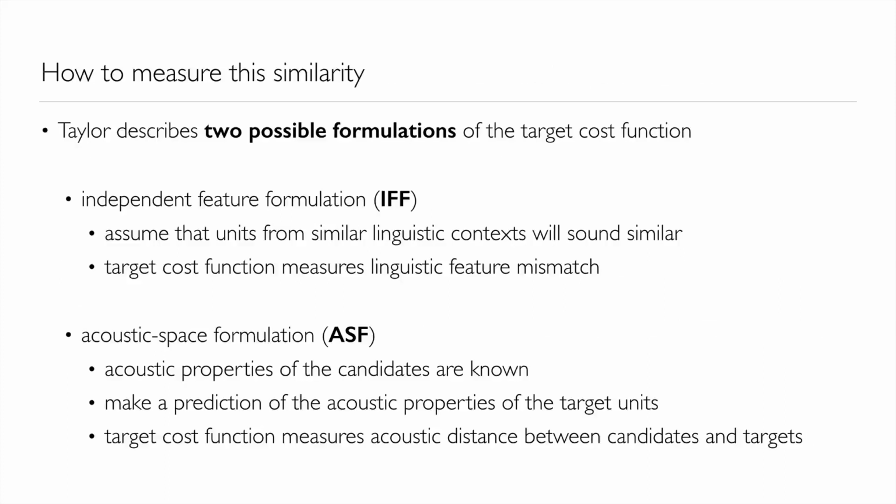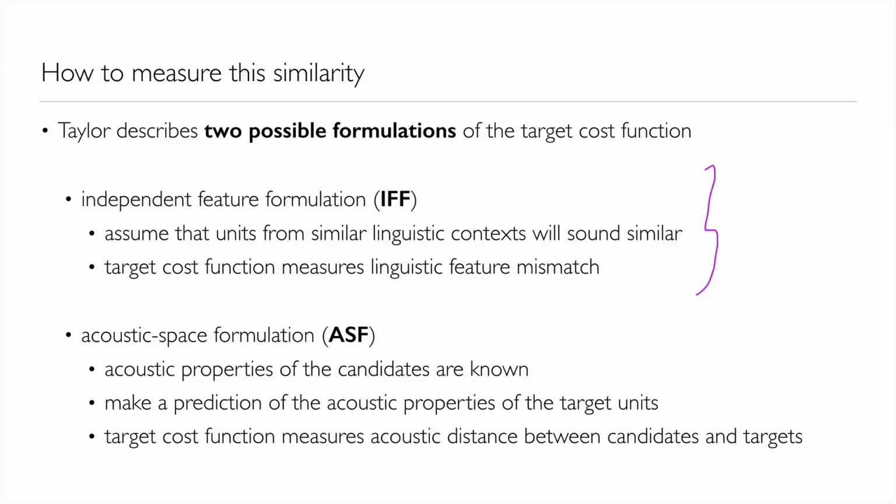The way I've just described that is in terms of linguistic features, effectively counting how many linguistic features, for example left phonetic context, or syllable stress, or position in phrase, match and how many mismatch. And the number of mismatches will lead us to a cost. Taylor, in his book, proposes two possible formulations of the target cost function. One of them is what we've just described. It basically counts up the number of mismatched linguistic features. And he calls that the independent feature formulation because a mismatch in one feature and a mismatch in another feature both count independently towards the total cost. The function won't do anything clever about particular combinations of mismatch.